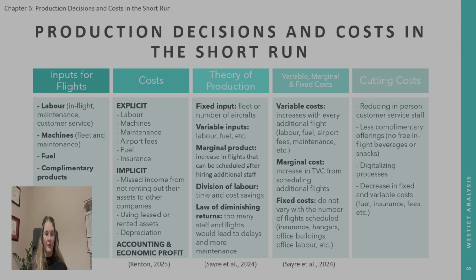Let's say WestJet maintains the number of airplanes that they have on hand, but they increase the labor. They increase the amount of crews employed in a day, and they are able to schedule more flights. The increase in flights that can be scheduled after hiring the additional staff is an example of marginal product, as there is a fixed input, being the number of aircraft that they have. If every aircraft is being used every day, there would be delays, and this would be an example of the law of diminishing returns. Pushing the maximum output of flights would result in more maintenance, and they'd have to cut back.